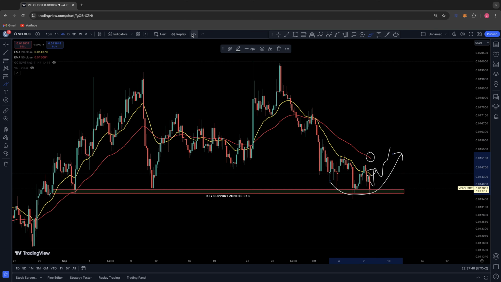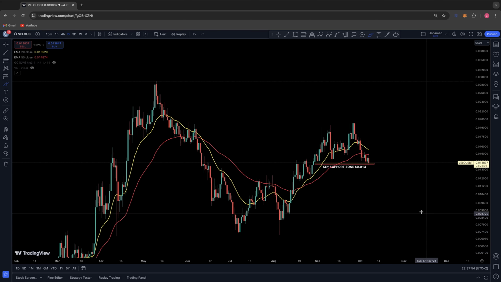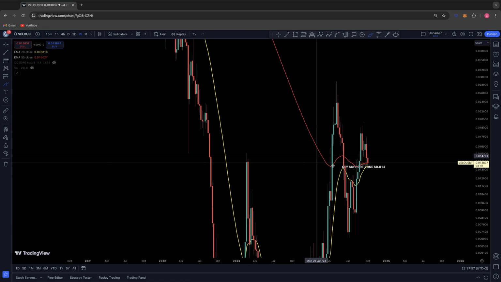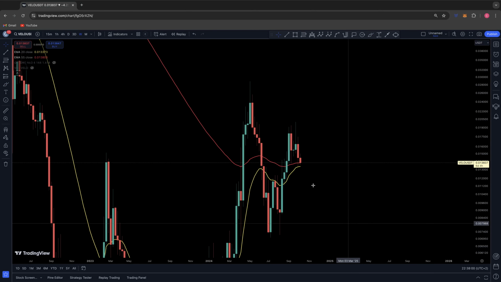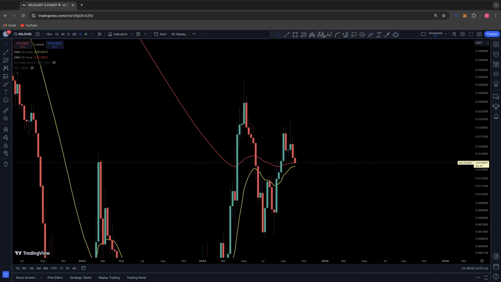So what happens if we fail to hold it? Well, as I said, we've got the 0.011 target below. What this could be, I'm going to zoom out to the weekly, in fact, and have a little look at this here. On the weekly time frame, what we potentially could be in is some sort of ABC correction, where we've come back to the 55.